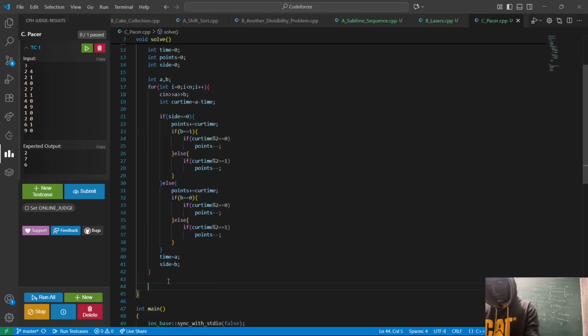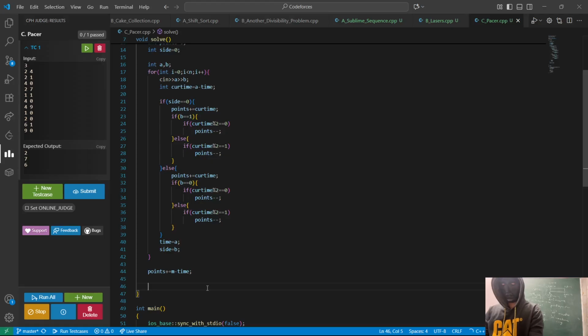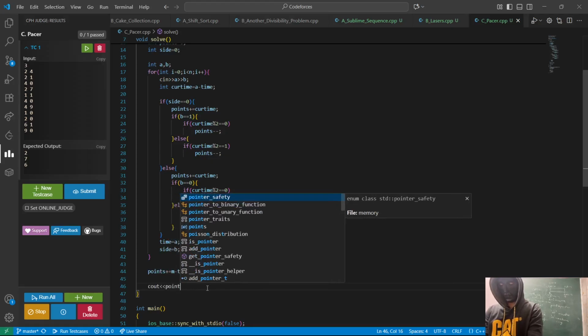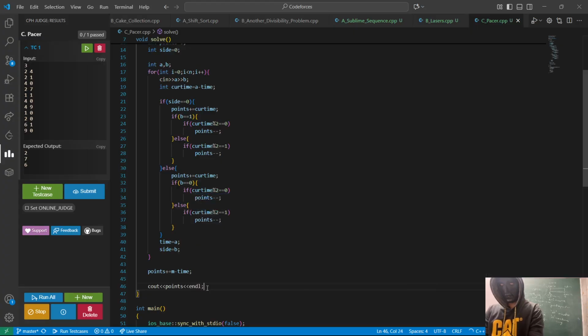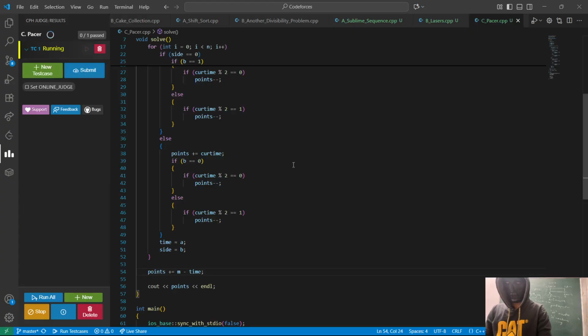And we are coming out of the loop, and as I said, if your m is greater than the last requirement time, in that case you can still gain points as m minus time, because m is the last time till which you can gain the points, and the last requirement's time. So I think this is clear. For the second case, if you see, this condition will be holding good. So yeah, let's try to run it.